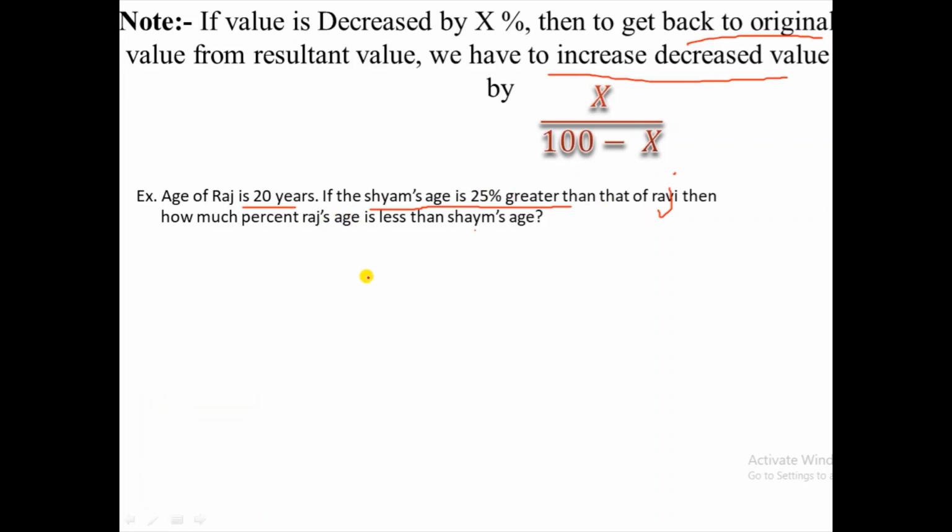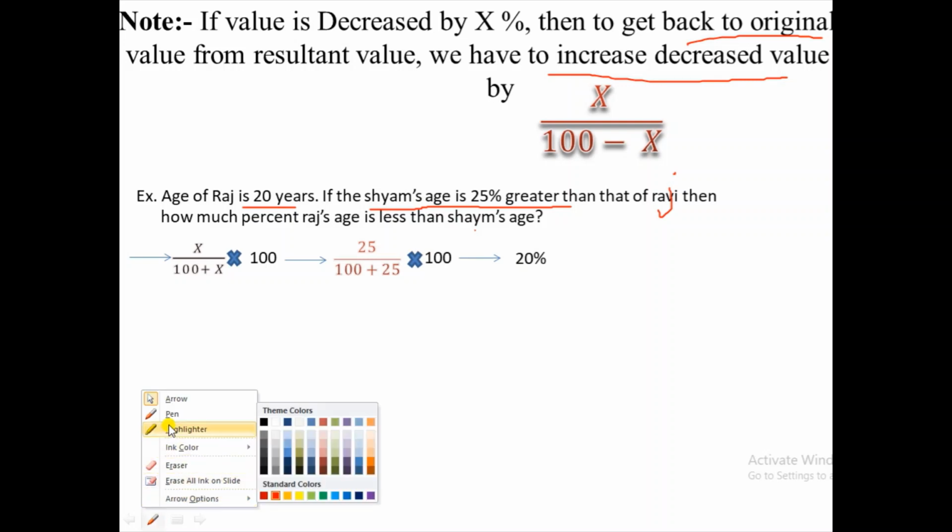So first of all, Raj's age is 20 years and Sham's age is 25% greater. It means this amount 20 is increased by 25% first, and then how much should be the decrement to come back to the original value? This is a simple question that we will have to solve using this formula. First 20 is increased by 25%, then again we have to get back to 20. So in the simple formula, the value of x is here 25%. And how much decrement is then required?